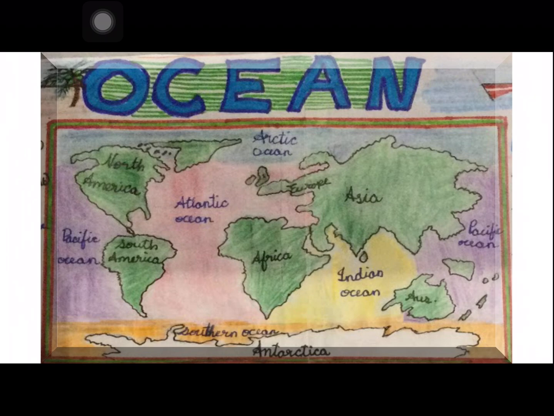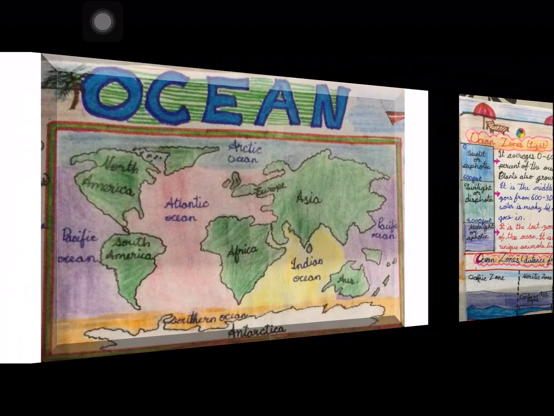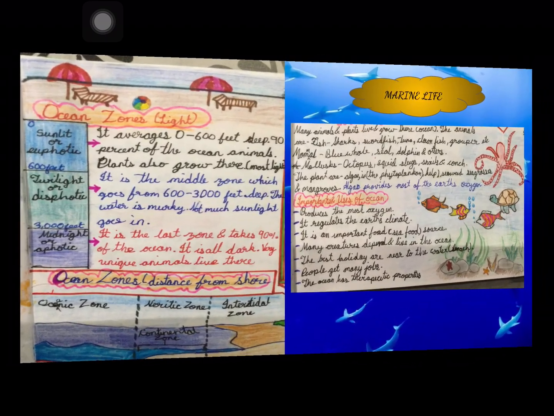And in the middle of North and South America and Africa and Europe, there's the Atlantic Ocean colored in pink. And below, in yellow, there's the Indian Ocean. Around Antarctica, colored in orange, is the Southern Ocean, and at the top there's the Arctic Ocean colored in a greenish color. So now we're going to learn about the ocean zones.